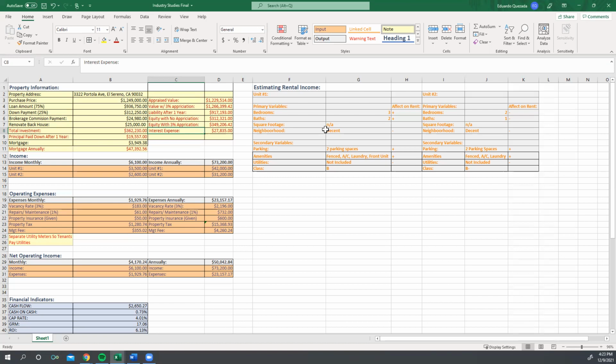Unit 1 I felt was really, really good as far as the size goes, the amenities that it included, and the fact that it's in the front. So I did feel as if that unit could be charging a little bit more rent. So I predicted about $3,500 a month.